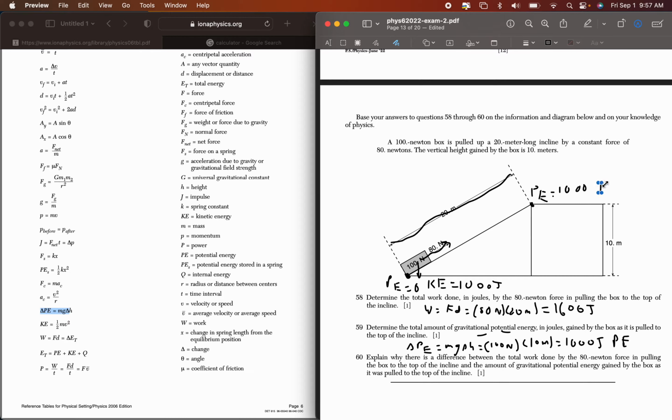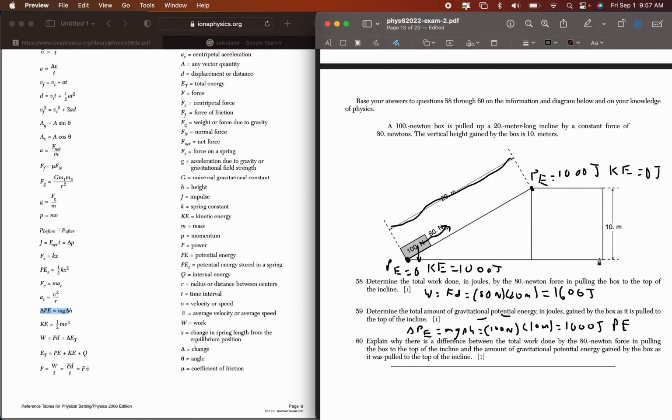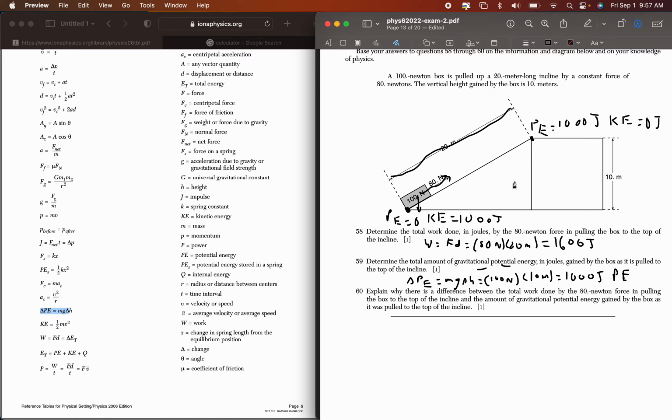Joules, and then the kinetic energy will equal 0 joules because it's at rest. So then, okay, just understand that.